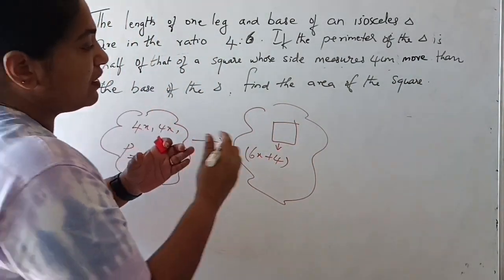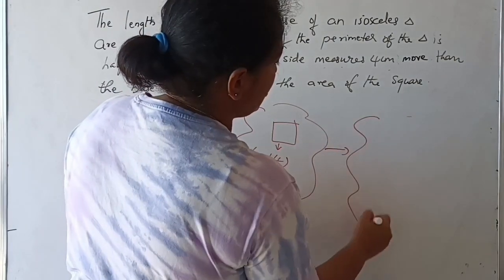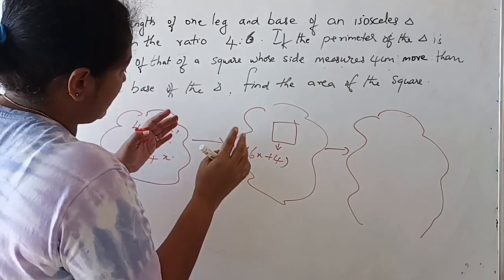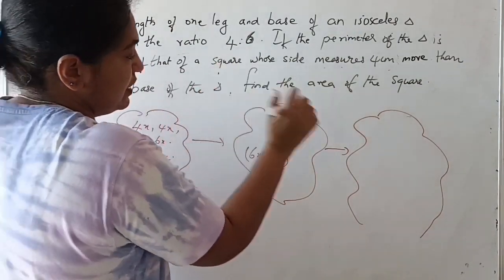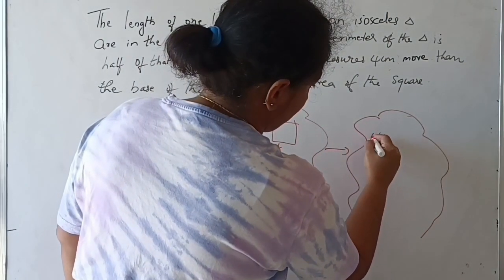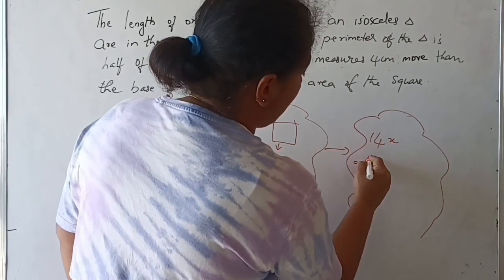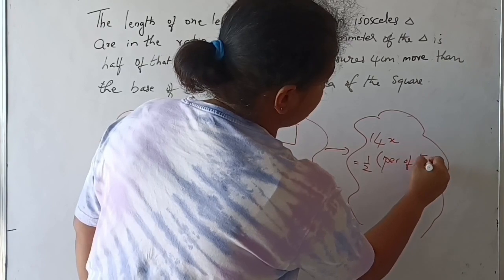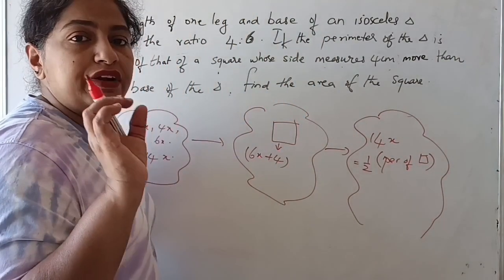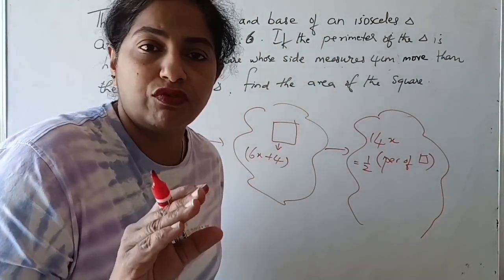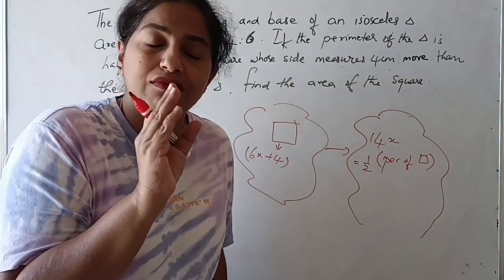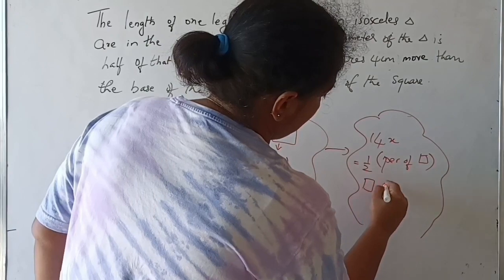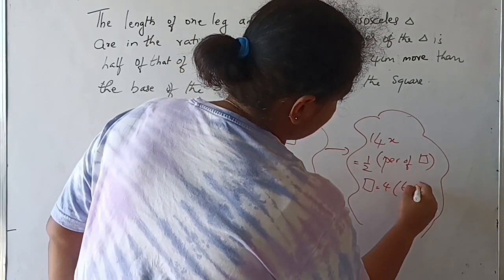Now, what is the condition they have given you? The perimeter of the triangle is half of that of a square. So, perimeter of a triangle is 14x. It measures half of the perimeter of the square. Correct. What is the perimeter of a square? The perimeter of a square is 4 into one side of the square, right? So, the perimeter of the square is equal to 4 into (6x plus 4).